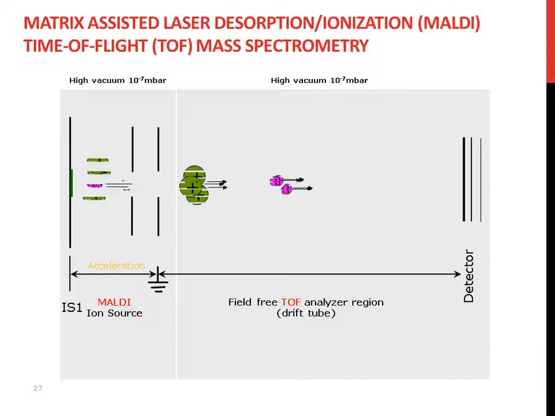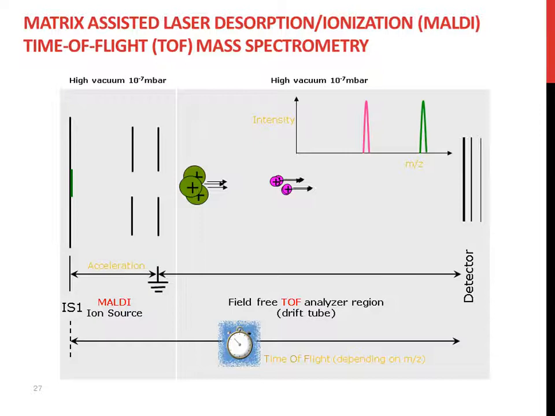MALDI is usually used with a time-of-flight mass analyzer, which is a very nice mass analyzer because it is very robust and very fast. What happens now is that in this field-free time-of-flight analyzer region, all these ions have the same kinetic energy, but the smaller ones fly much faster than the bigger ones. We just measure the time it takes for the ions to reach the detector, and by this we can assign a very accurate mass to these ions. The MALDI mass spectrometer is very good for this because we can have a very wide mass range. Theoretically, we can go up to 100,000, although in a high-throughput manner you probably wouldn't want to do that.